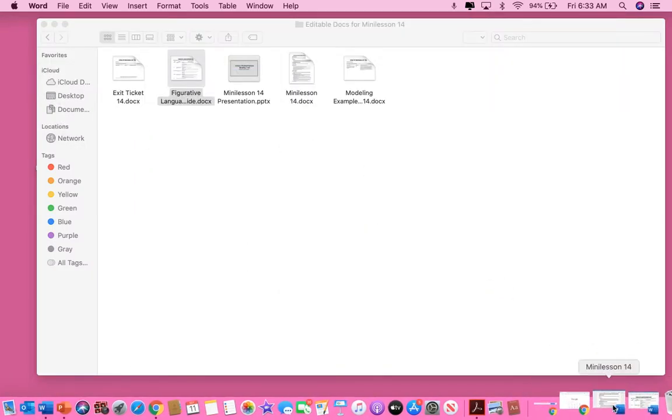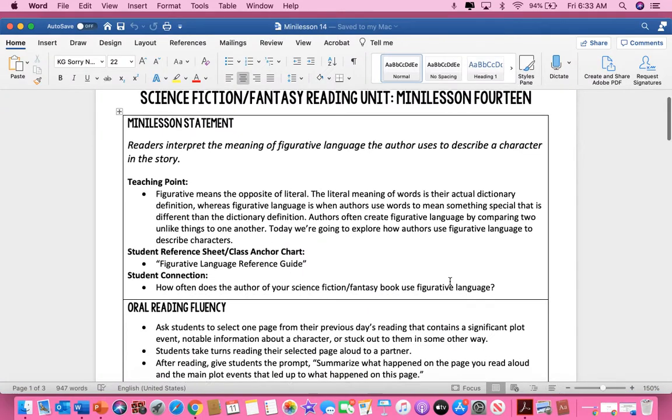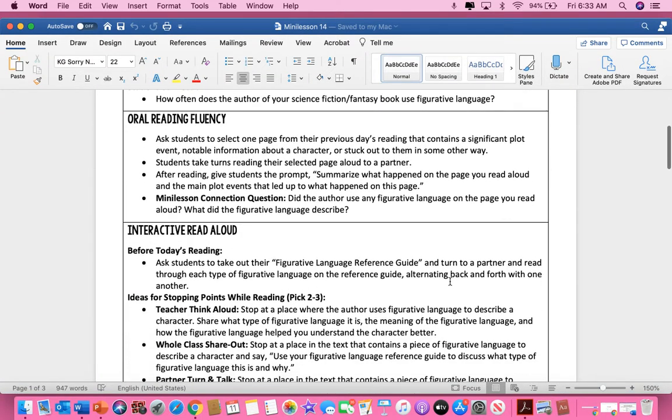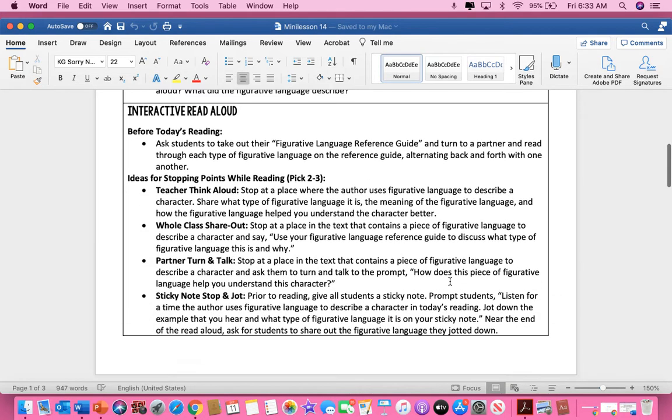Next up on the lesson plan, we've got an oral reading fluency piece. I love incorporating this. This is having students read one page of their book aloud to a partner. After they read it aloud, there's a mini lesson connection question, and it is, did the author use any figurative language on the page you read aloud? What did the figurative language describe? Once you get the oral reading fluency routine down with your students, it can take 2 to 3 minutes to do in class. Next up is the interactive read aloud.